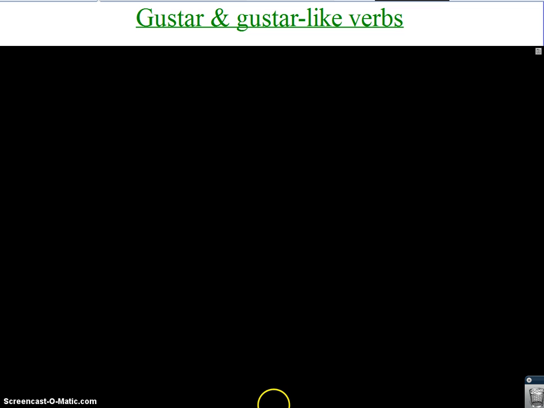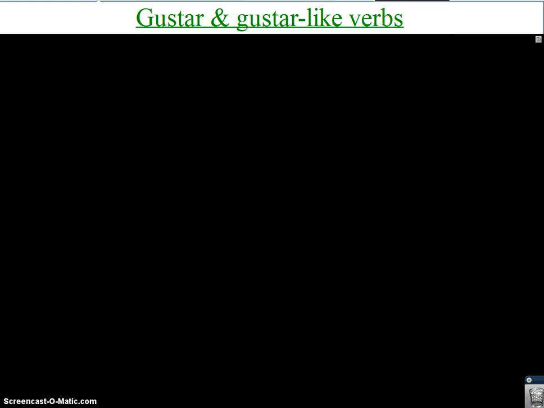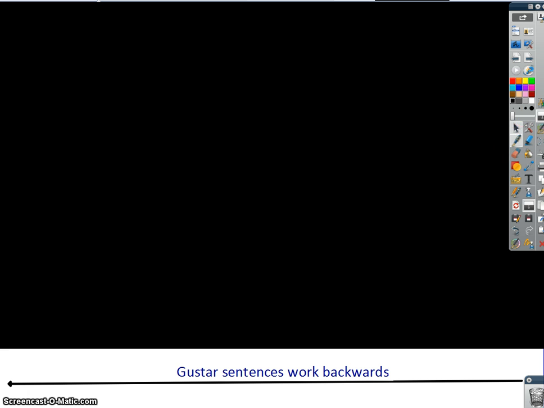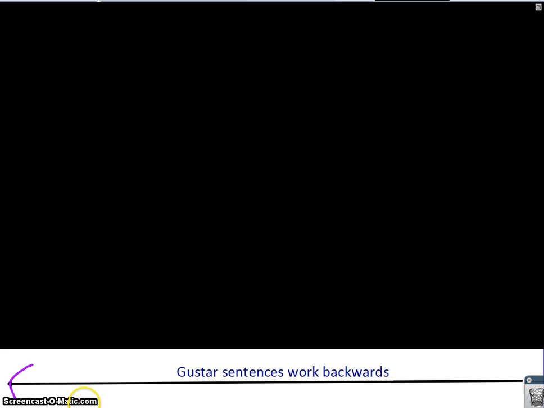Okay, so with your paper turned to the side, write this at the top: Gustar and Gustar-like verbs, and then at the bottom I need you to draw an arrow going from right to left that says Gustar sentences work backwards. At the bottom of your page, you are drawing this arrow from right to left, and say that Gustar sentences work backwards because they technically do.